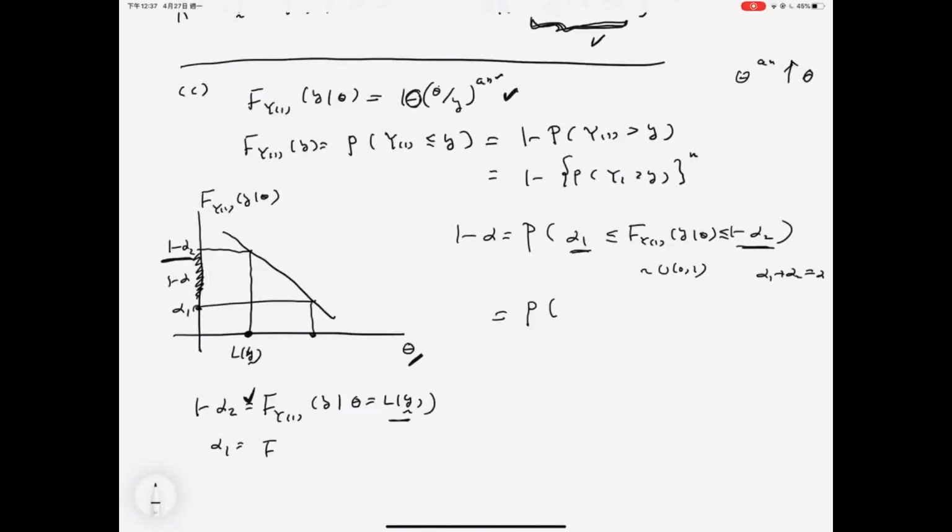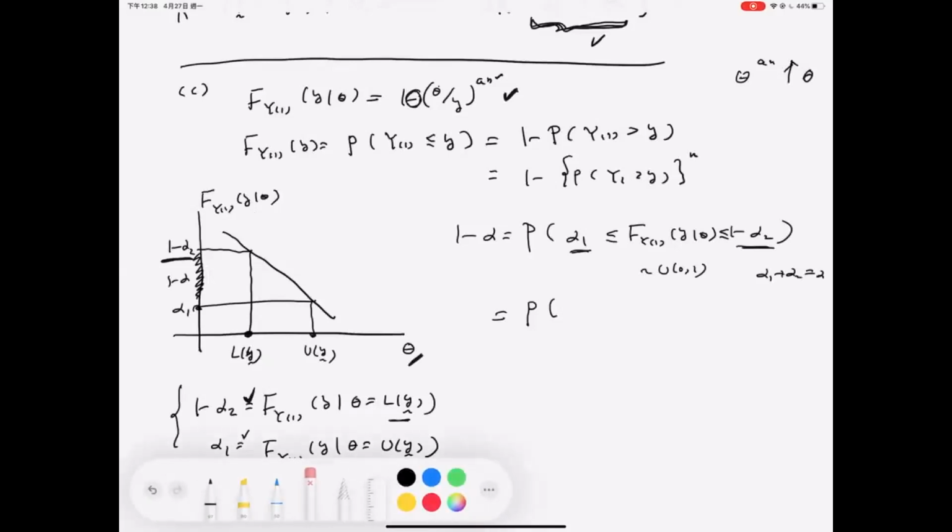Lower bound of the CDF as alpha 1, then matching to theta at an upper bound. Again, using this equation to solve for theta at an upper bound right here. Okay, that's in general. But in this case, we actually got lucky because you can just do some easy operations. You can actually isolate theta in the middle.